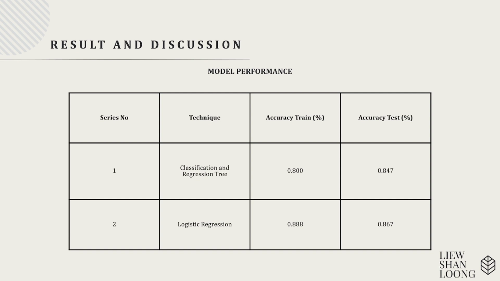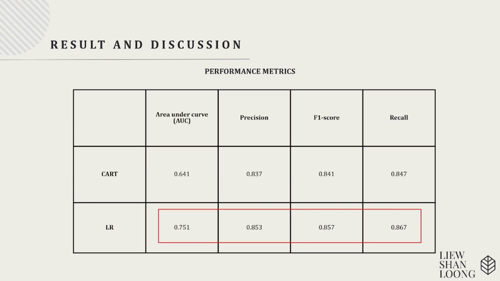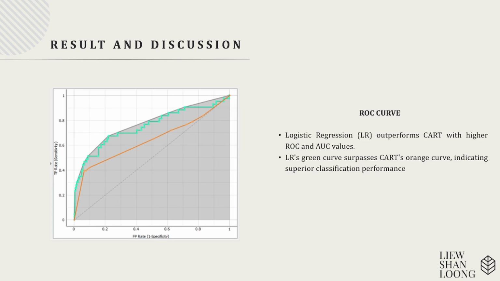So for the model performance, the comparative performance analysis among the applied machine learning models is examined in the table. The analysis demonstrates that CRT has a lower accuracy compared to LR for both the train and test models. LR achieved the highest accuracy of 86.7% for the testing model and dataset. So for the table below, we can find that LR is a better model compared to CRT in predicting employee attrition due to LR having a higher AUC, precision, F1 score, and also recall, with 75.1%, 85.3%, 85.7%, and also 86.7% respectively.